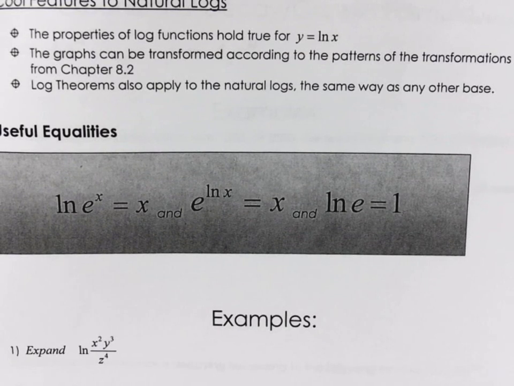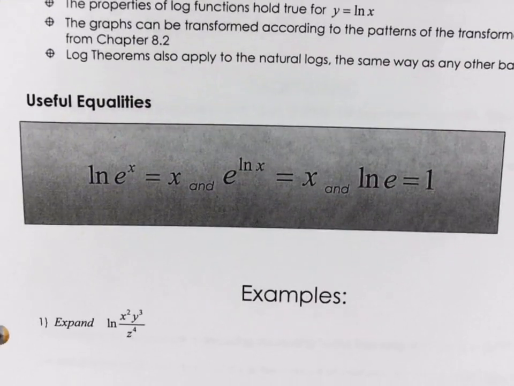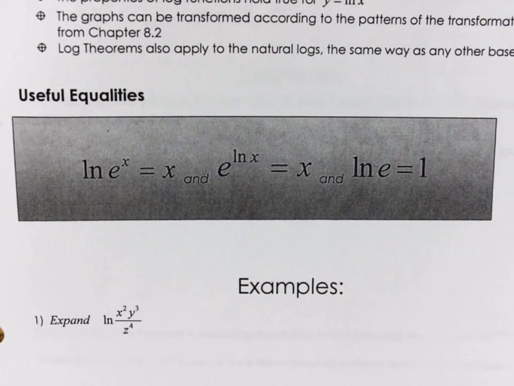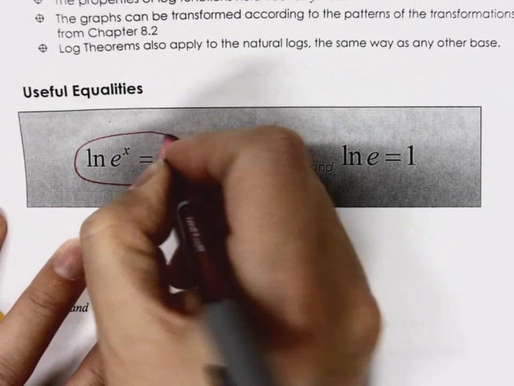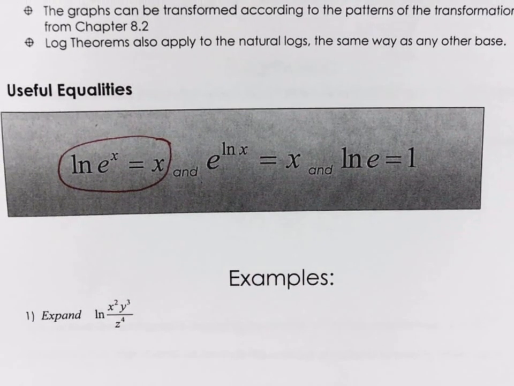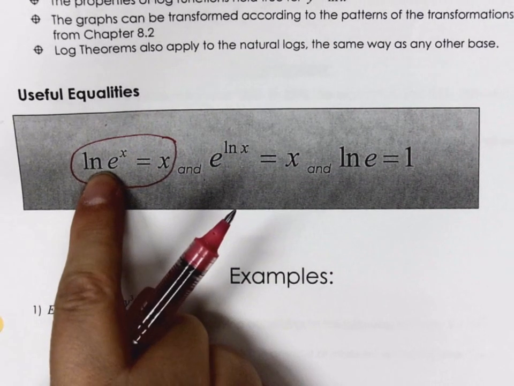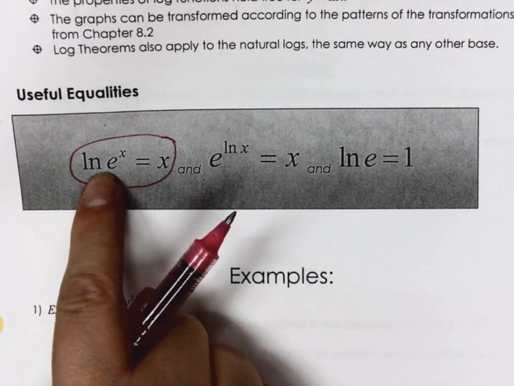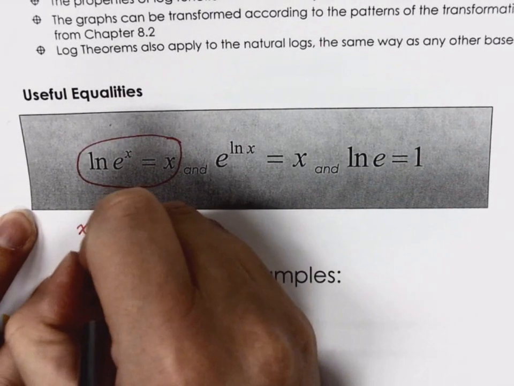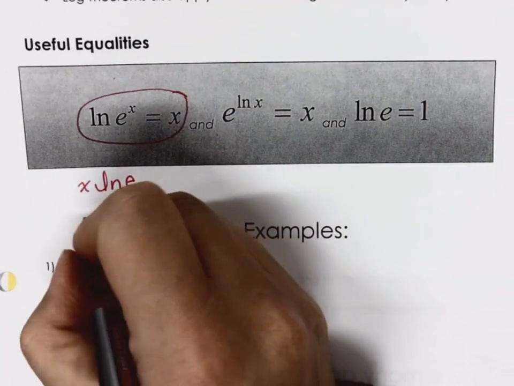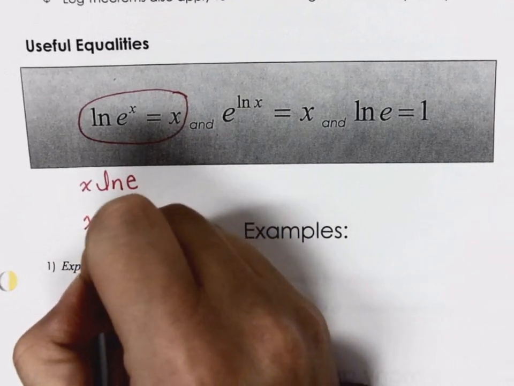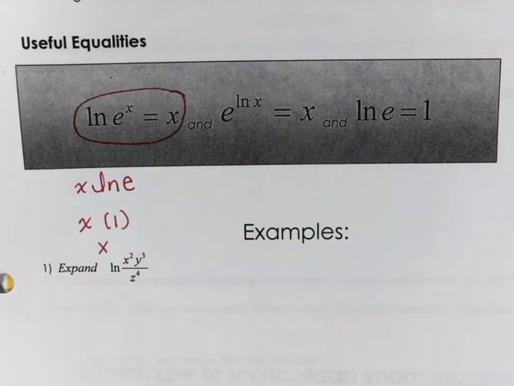Oh, this is exciting. Okay. So useful equalities, things that are equal to each other. Can you guys tell me why that one works? Because it has a base e as the argument. What log law would I apply to this side here? The power. So we would have x equals ln of the argument e, which is 1. That's pretty cool.